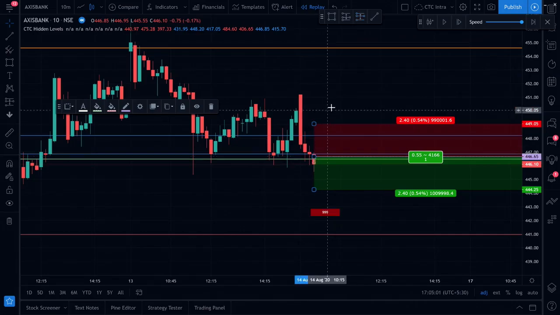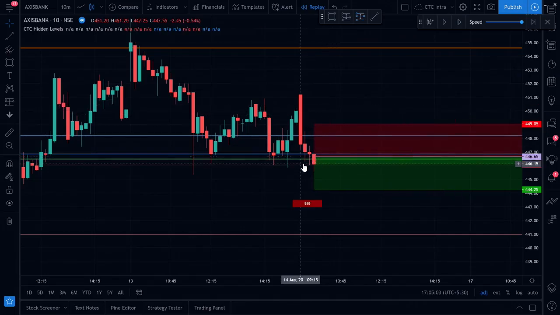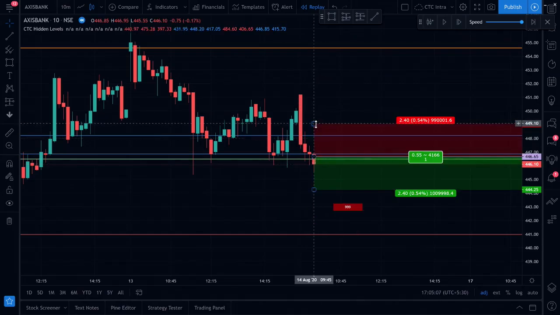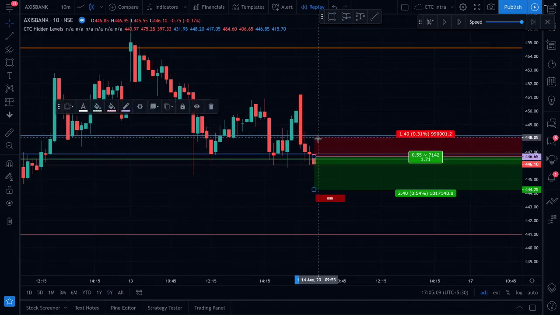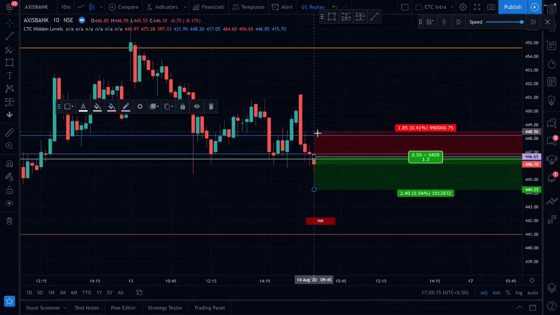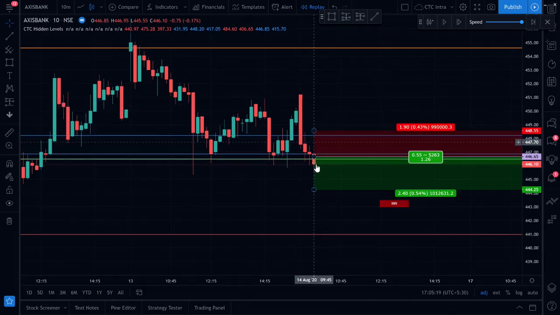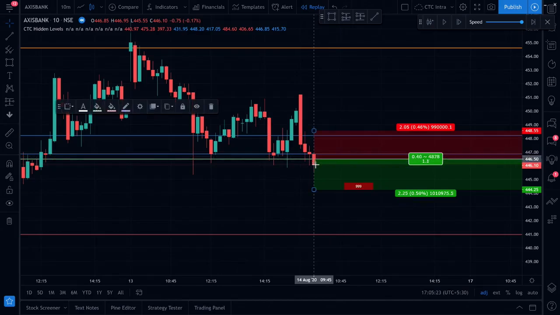Now from the center of these levels, you have to place your stop loss at 1.9, that is the ATR. So you reduce this, and this is the stop loss 1.9. Now the entry price is at the close of this candle.